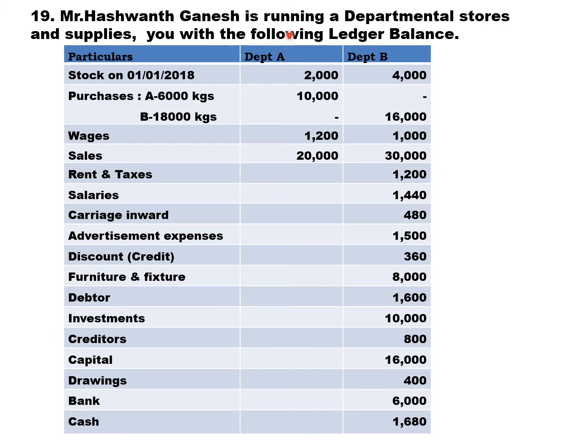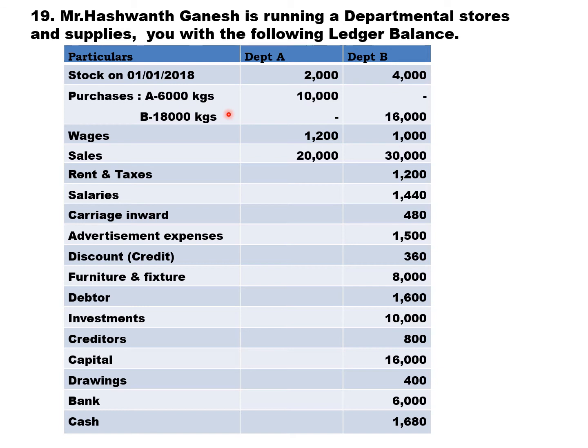Mr. Hashwanth Ganesh is running a departmental stores and supplies you with the following information or ledger balances. So we have two departments, Department A and Department B. Take the opening stock first. We have stock on 1/1/18, 2000, 4000. It's nothing but opening stock. Next we have purchases. Will come in trading account.